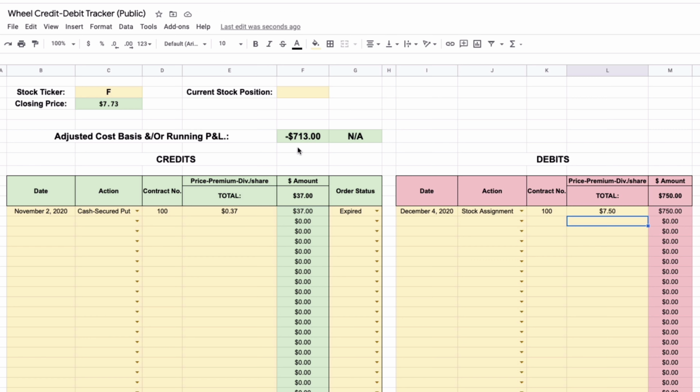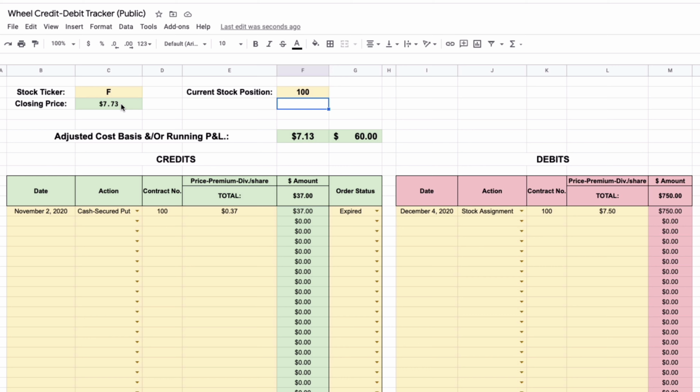Okay. Now what it's trying to work out is, you notice here the adjusted running costs. It's showing a $713 debit. And that's because, at the moment, it's just working out the difference between net credits and net debits. What we need to do is tell the sheet what our current stock position holding is. We're now, of course, long 100 shares. So what it will do is give you your average cost basis. So the 713 is just a 750 strike less the credit received. And it'll also mark your overall P&L against this closing price here.